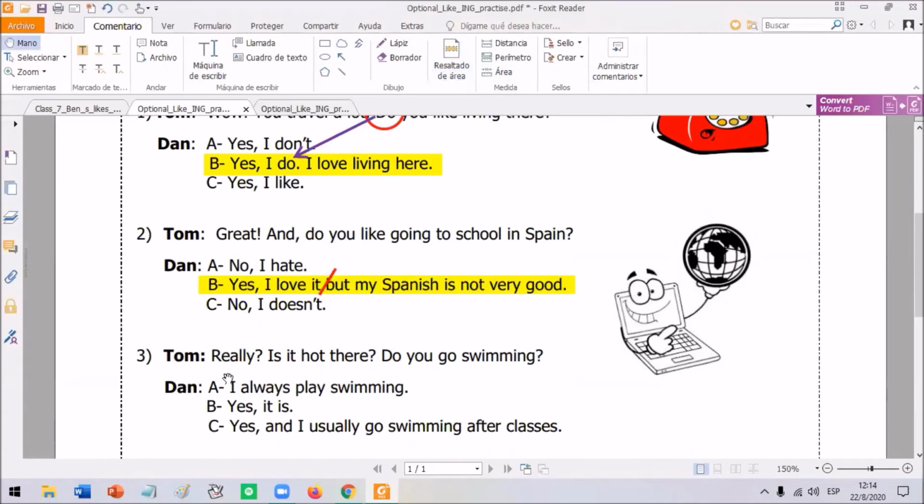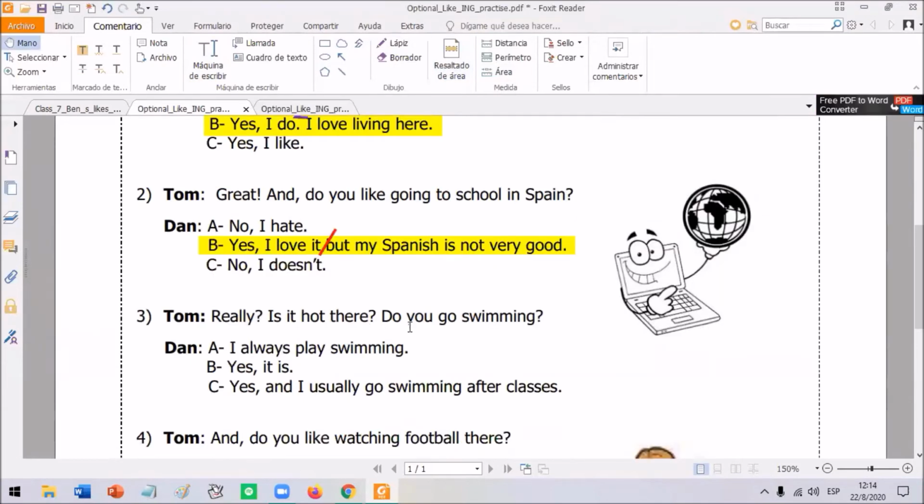Perfect. Really? Is it hot there? Do you go swimming? Ok, ojo que le hizo dos preguntas. Is it hot there? Do you go swimming? Veamos las respuestas. I always play swimming. No me gusta mucho, ¿no? Hay dos problemas que veo acá. Primero, play. Nosotros sabemos que con la acción swimming es go y no play. We go swimming, ¿ok? Y estaría respondiendo solamente a una de las preguntas que le hicieron, y no a la primera. Entonces veamos la siguiente.